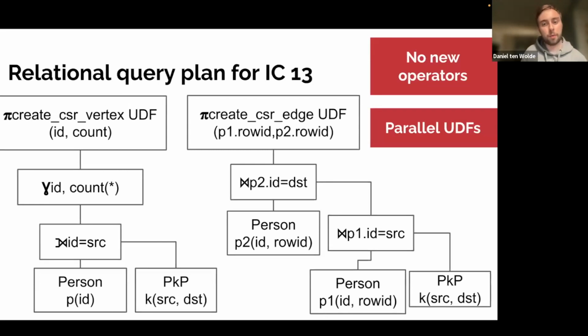So the relational query plan for 13, well, part of it, looks like this. We don't introduce any new operators. Instead, we create a compressed sparse row data structure using parallel user-defined functions, over which we can do efficient pathfinding algorithms such as BFS, or Bellman-Ford if we need to do cheapest path.